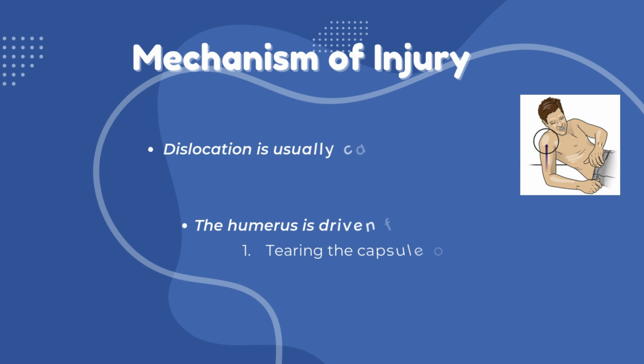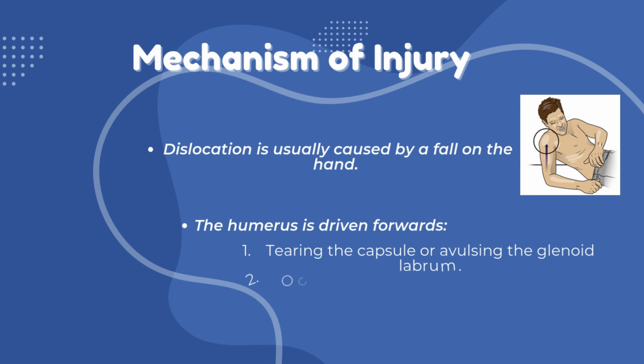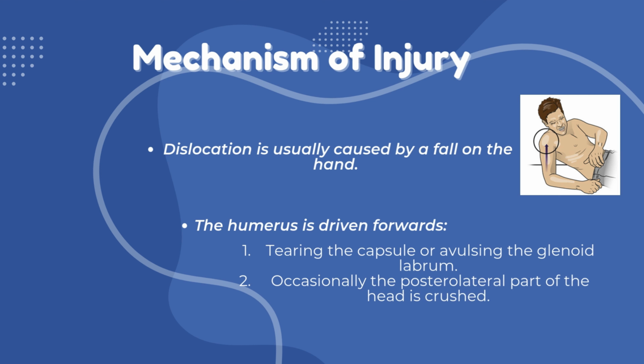Usually the anterior shoulder dislocation occurs after a fall on the outstretched hand. Other mechanisms, like a blow from the back of the shoulder, might cause dislocation. In this anterior dislocation, the head of the humerus is driven anteriorly, or forward, and it tears the capsule and avulses the glenoid labrum. This is called a Bankart lesion. Another lesion might occur, which is the indentation of the posterolateral part of the head of the humerus. This is called a Hill-Sachs lesion.